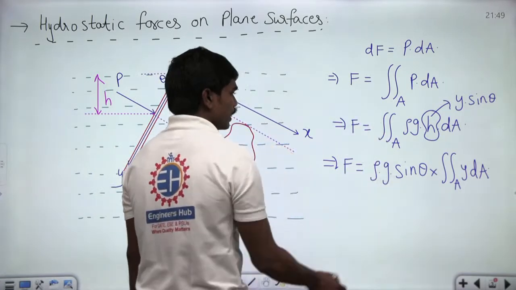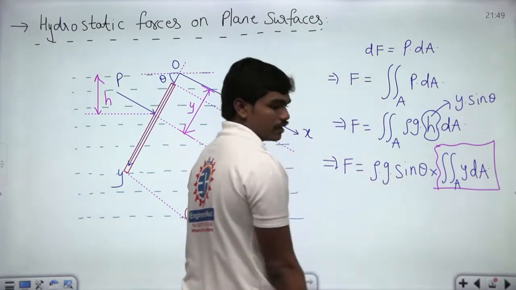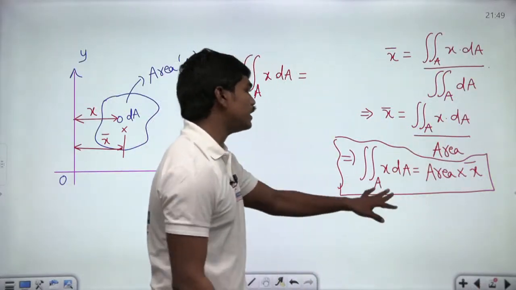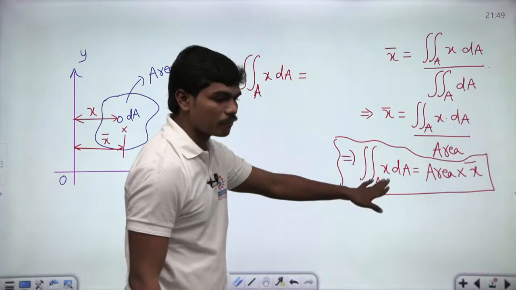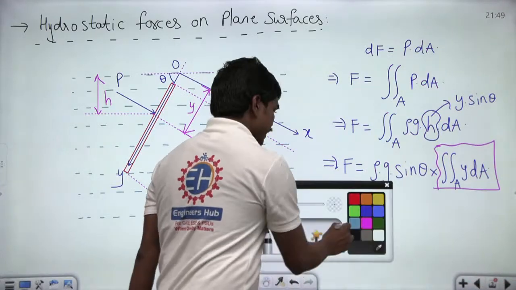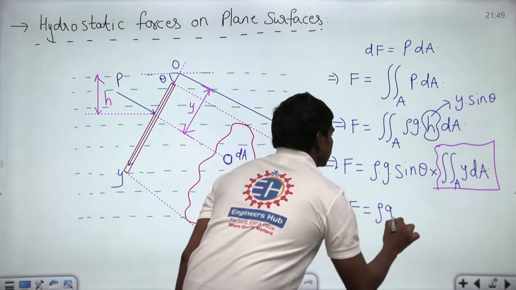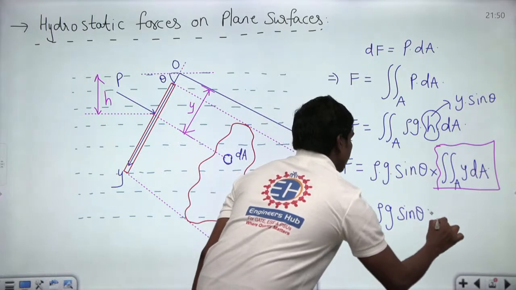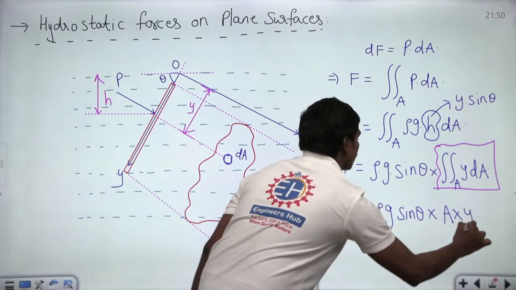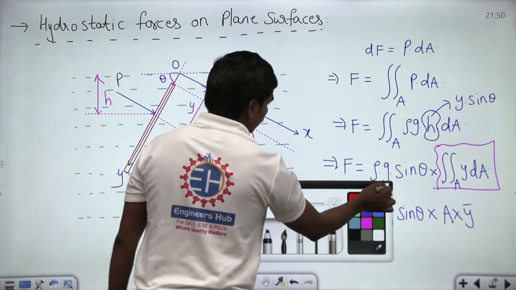Look here. So, now what about this term, double integral of y dA? If you compare with this expression, double integral of x dA over this complete area is nothing but area into x bar. So, now can I write this F is equal to rho g sin theta into A into y bar, and what about y bar? Look, this A is the complete area of this figure.